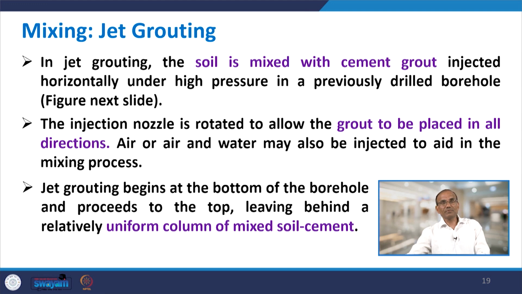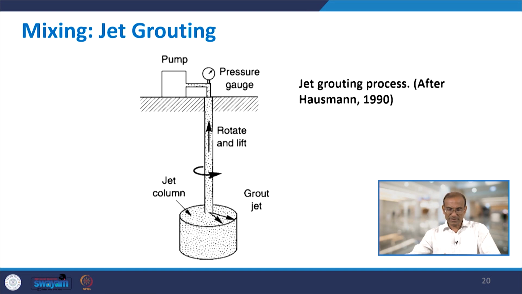Now, the second type of mixing is called jet grouting. In case of jet grouting, the soil is mixed with cement grout injected horizontally under high pressure in a previously drilled borehole. The injection nozzle is rotated to allow the grout to be placed in all directions. Air or air and water may also be injected to aid in the mixing process. Jet grouting begins at the bottom of the borehole and proceeds to the top, leaving behind a relatively uniform column of mixed soils. So, it is similar to what we have discussed.